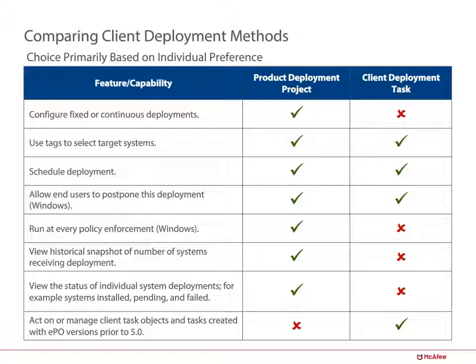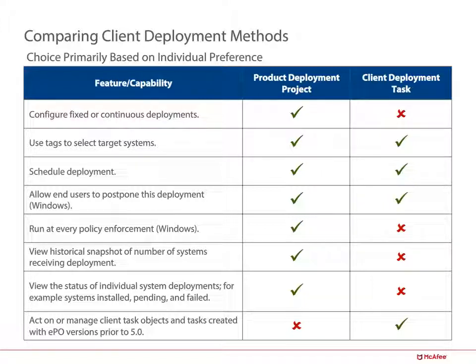You can use tags to select your target systems. You can schedule deployment. You can have it where the end users can postpone the deployment if you want to, and that's only on Windows. You have the option of run that task at every policy enforcement interval. That exists only in the product deployment project feature. I caution you on that because if your policy enforcement interval is every 5 minutes, you need to realize that what it's going to do is download a few files every 5 minutes and try to run that task. So it's a good feature, but you have to think about how you're going to use that feature.